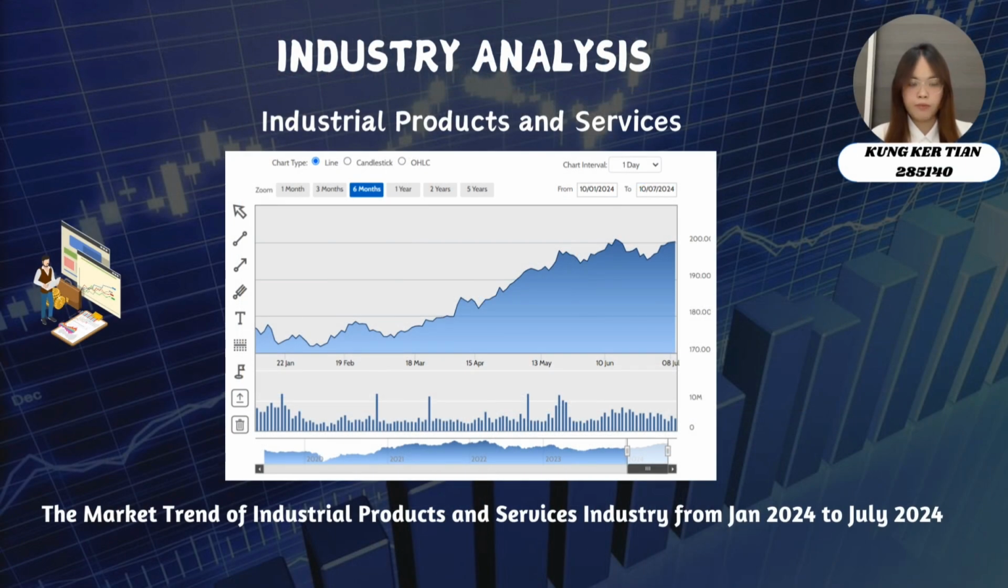My name is Gong Ketian with metric number 285140. Now I'm going to present about the industry sector. Okay, the first one is the industrial products and services industry.